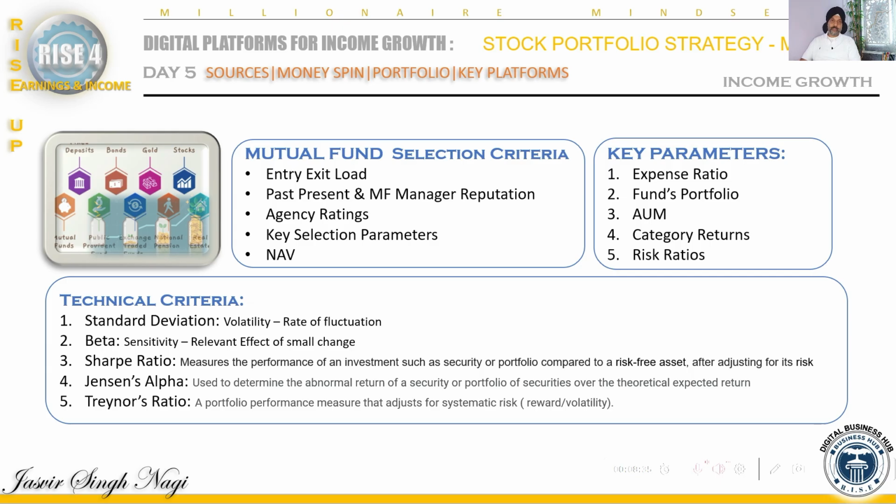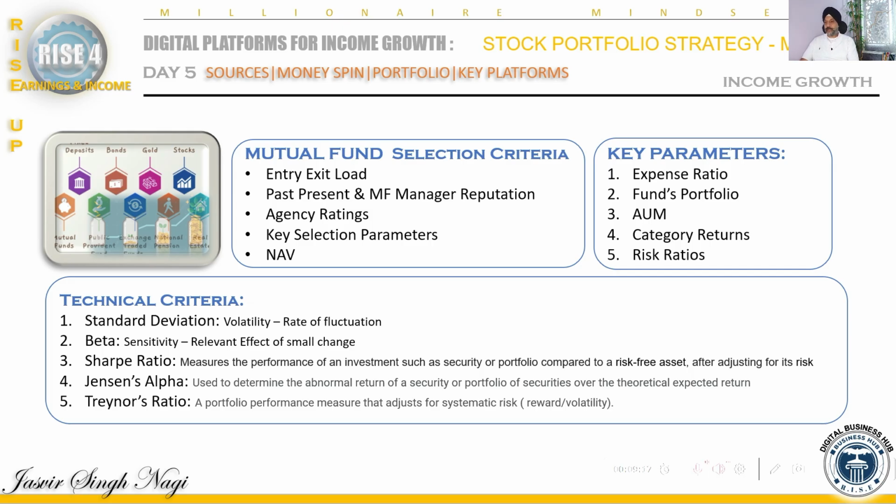Then Jensen's alpha is one other criterion, right? It is used to determine the abnormal return of a security or portfolio of securities over the theoretical expected return. Suppose your mutual fund mentions that it has the capability of giving a 20% return over the next 3 years, right? Then you put Jensen's alpha into play and see what it means. The theoretical expectation is 20%, but from a Jensen's perspective, what is it? That's how you come to know where you stand. As simple as that. So that is one of the criteria you can choose, to see whether it has completely deviated or falls into the scheme of things that you're looking at.